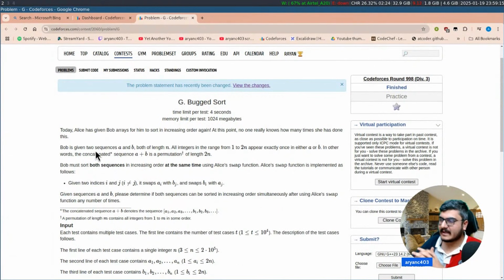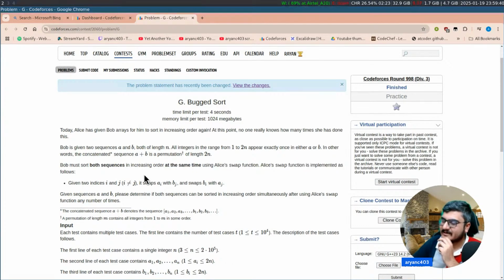Today, Alice has given Bob arrays for him to sort in increasing order again. At this point, no one really knows how many times he has done this. Bob is given two sequences A and B, both of length n. All the integers in the range from 1 to 2n appear exactly once either in A or B. In other words, the concatenated sequence A plus B is a permutation of length 2n. Bob must sort the sequences in increasing order at the same time using Alice's swap function.